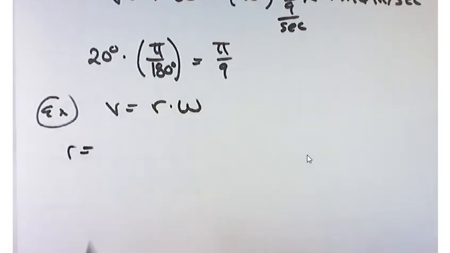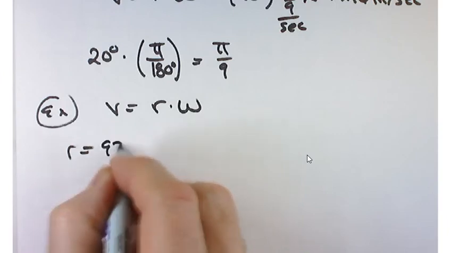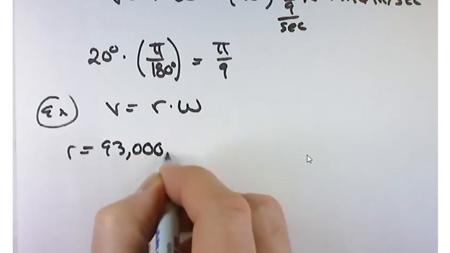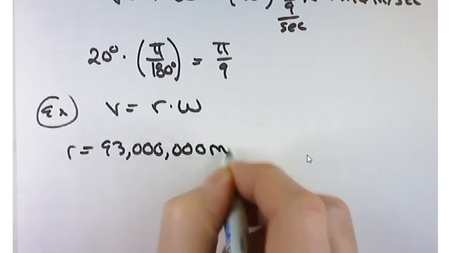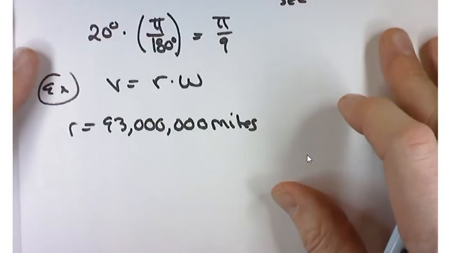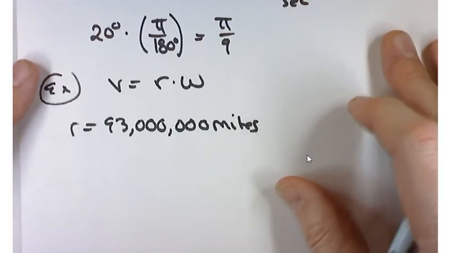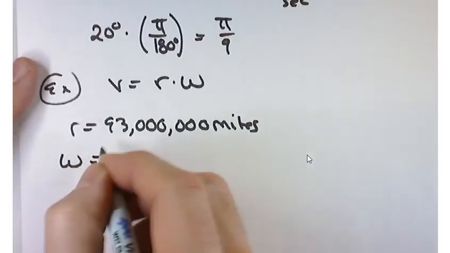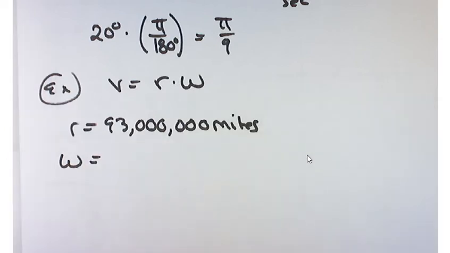Now r, unless you're an astronomer, you probably don't have this off the top of your head, so I'll help you out. It's 93 million miles away. Yeah, there actually is one in the book that's similar to this. I don't know where it is, so we'll just do this one. So now the big thing is we've got to figure out omega. How fast is our angle changing with respect to the Sun?